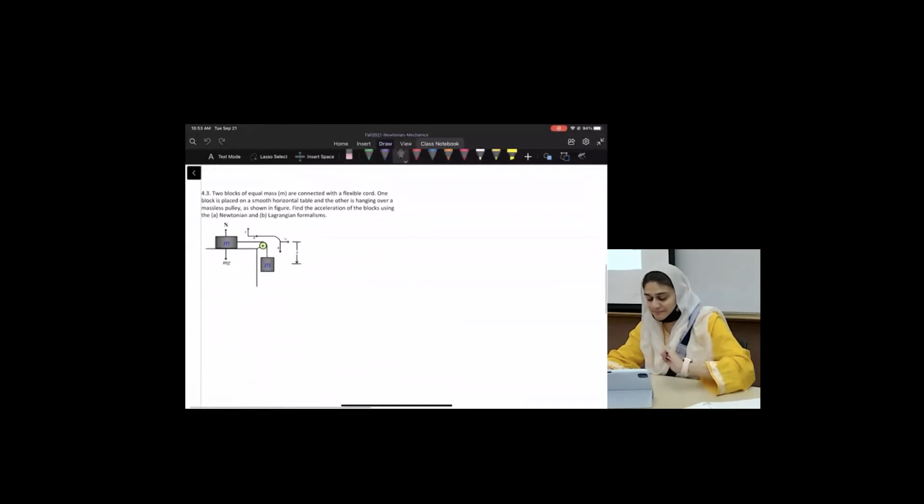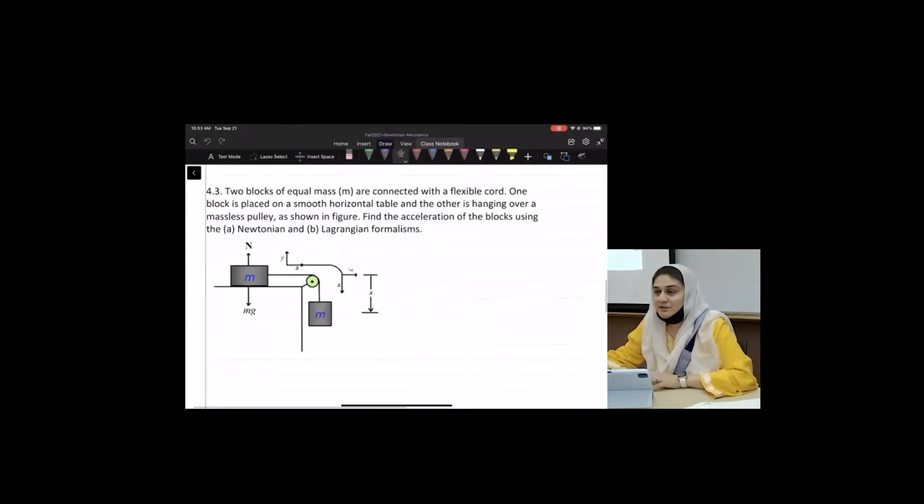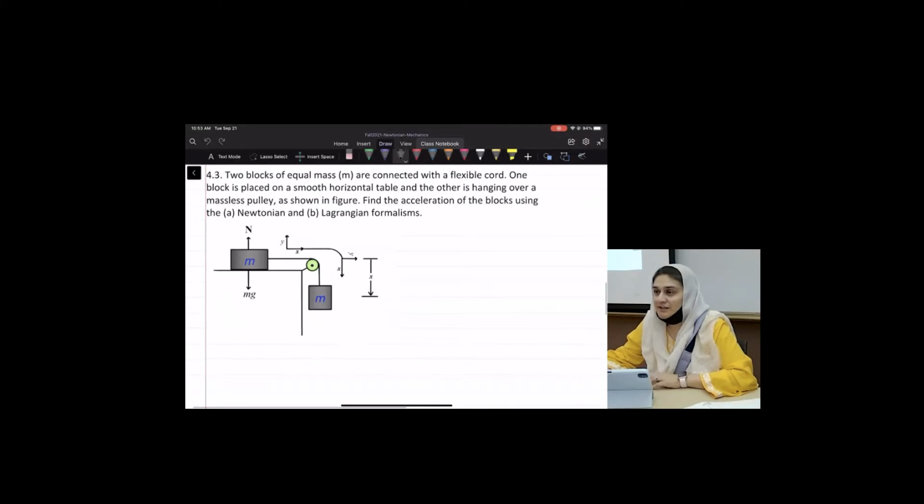Let's do this problem. We will do it both ways, Newtonian mechanics and Lagrange. Using A, Newtonian, and B, Lagrangian. Okay, let's do the Newtonian one real quick. There's two masses. How many equations should we get?